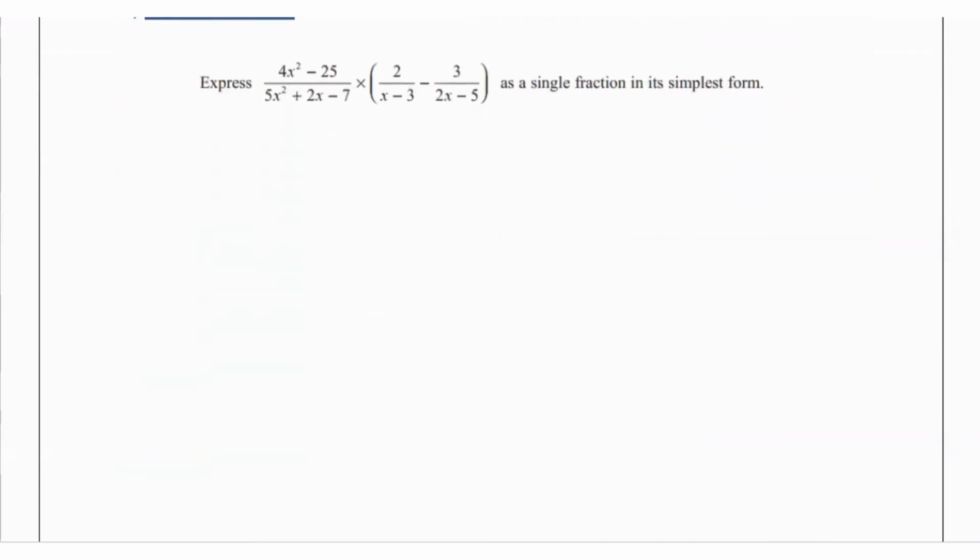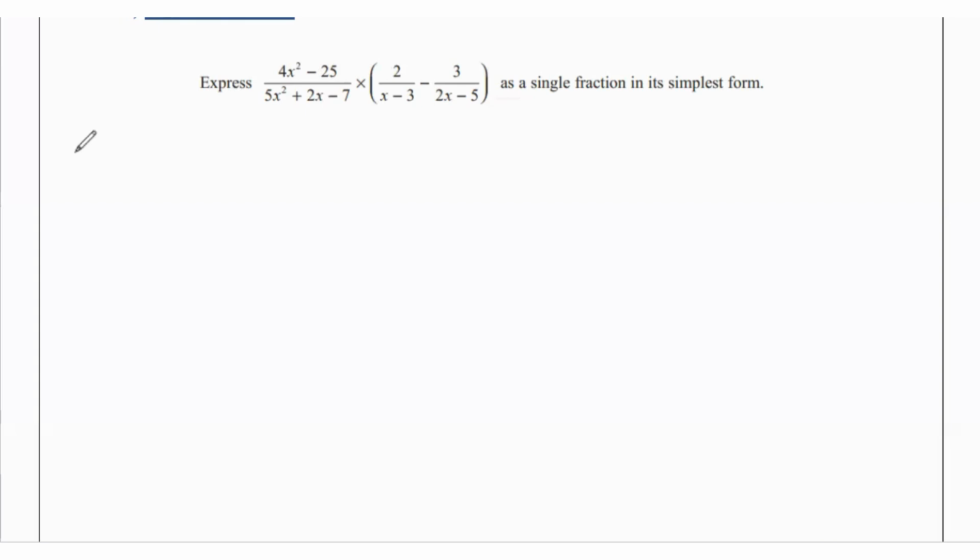Then it says express (4x squared minus 25) over (5x squared plus 2x minus 7), times 2 over (x minus 3), minus 3 over (2x minus 5), as a single fraction in its simplest form. So we have to first factorize the first fraction and then solve the second fraction. We have multiplication and subtraction happening in this algebraic fraction question.